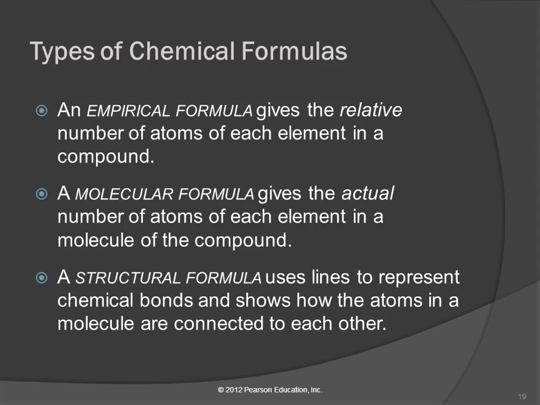There are actually different types of chemical formulas. There's even more types than we're going to talk about in this class. Empirical is a word that means by experiment. So this is a practical formula. Empirical formulas give the relative number of atoms of each element in a compound. A molecular formula gives the actual numbers of atoms of each element in a molecule. We haven't talked about moles yet.